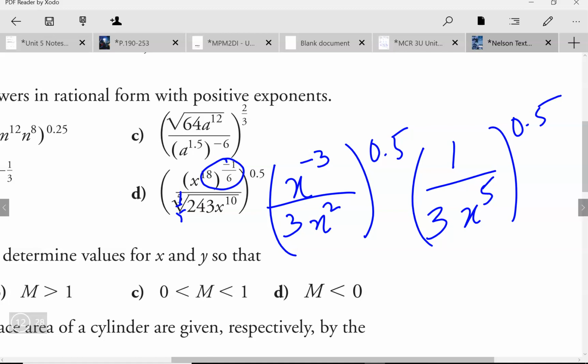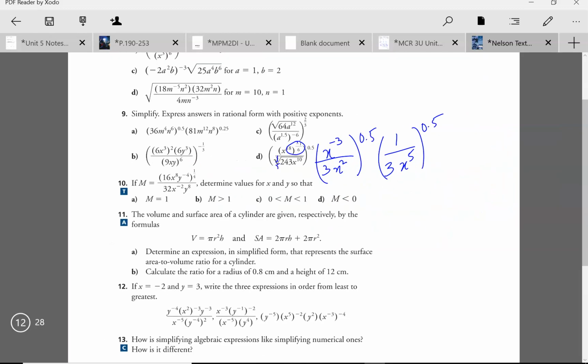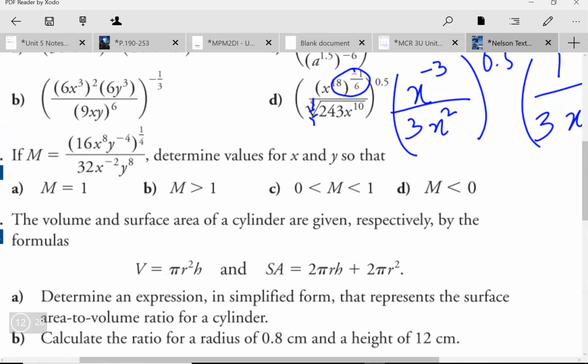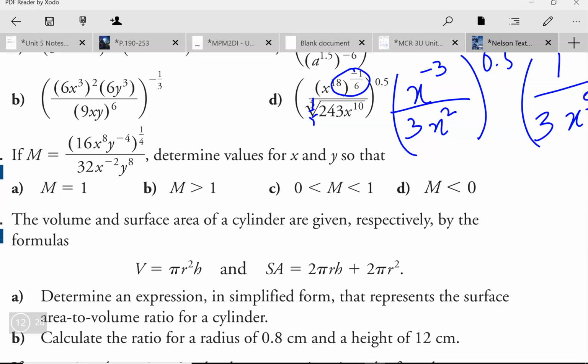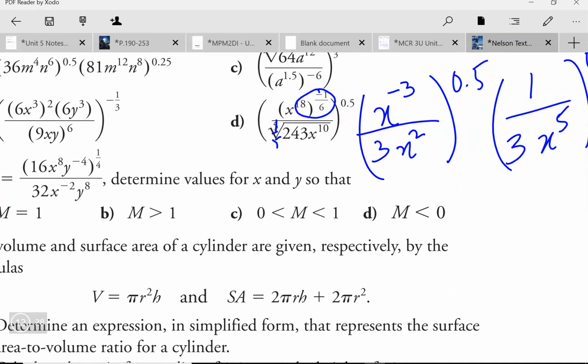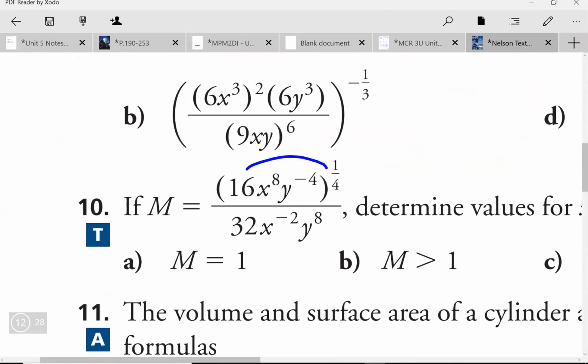So this is just that. Okay, let's take a look at this thinking question. That's what I wanted to come to. If m equals that, determine values for x and y so that m is all these different options. So first, let's simplify some things here. Looks like I have, first, I'm going to do this.